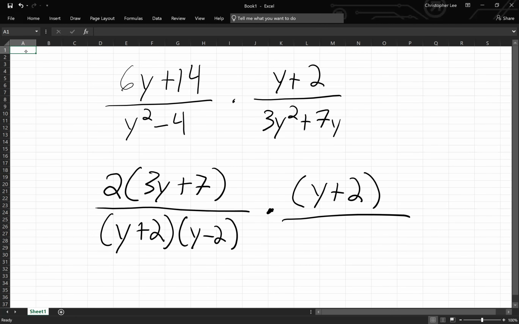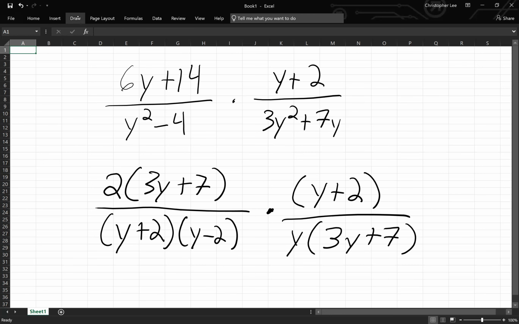And now I'm looking at the second bottom. So this is a 3y squared plus 7y. What's the greatest common factor there? Y. No. What's the greatest common factor for the 3y squared plus 7y? Y, right? So I'm gonna factor out a y. And what does that leave back? 3y plus 7. Very good.